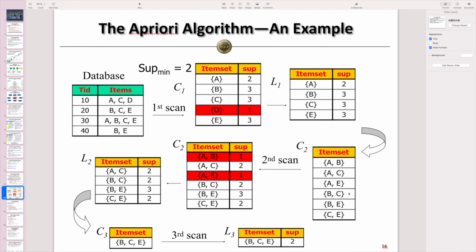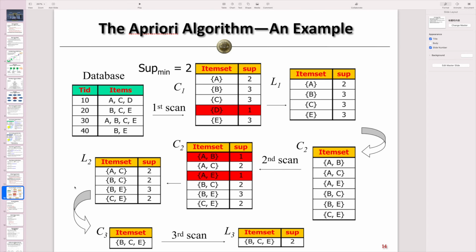Based on this candidate set, we scan the database again and get the support for each of them. For example, AB has support 1 because only 1 transaction contains AB. For AC, the support is 2, because 2 transactions contain AC. It is similar for the remaining ones. According to the minimum support threshold, we prune the infrequent item sets from the candidate table. By removing AB and AE, we get the frequent item sets AC, BC, BE, and CE, each containing 2 items.